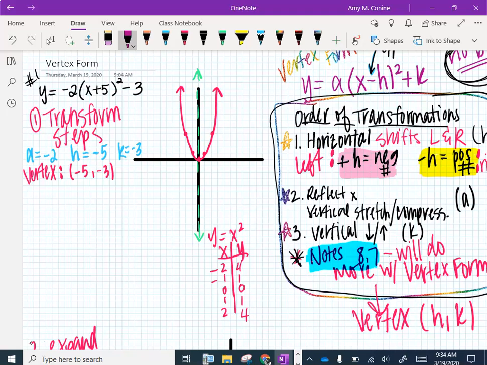Okay, so the first one we're going to do is identify if we have a horizontal shift. Well, we do because we have h is -5. Horizontal shift. Do we have one? We do. We're going to go left 5 units, and that's to the negative side of the x. So we're going to take our vertex and go 1, 2, 3, 4, 5. There we go. All of these points, even the axis of symmetry, will now shift over 5.